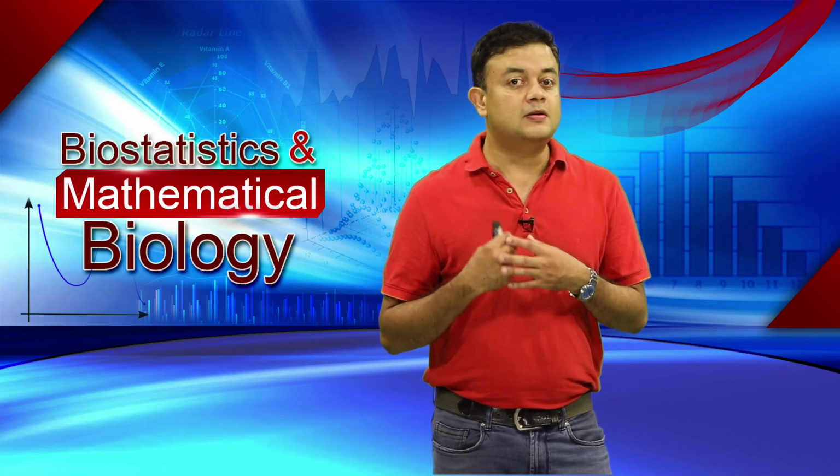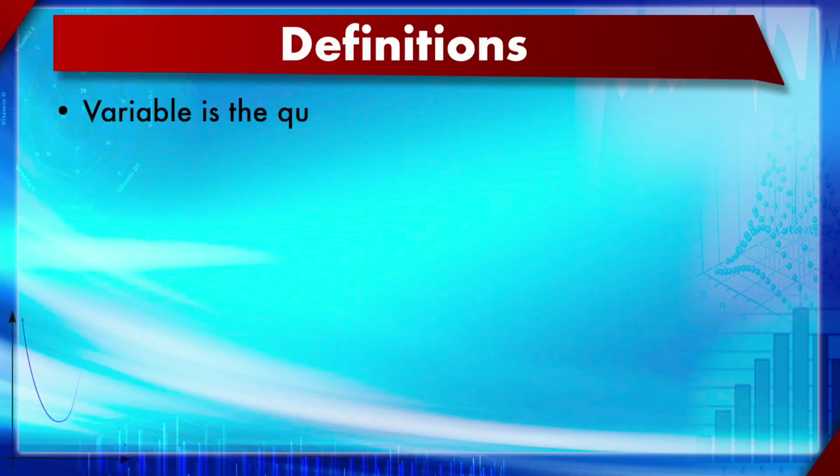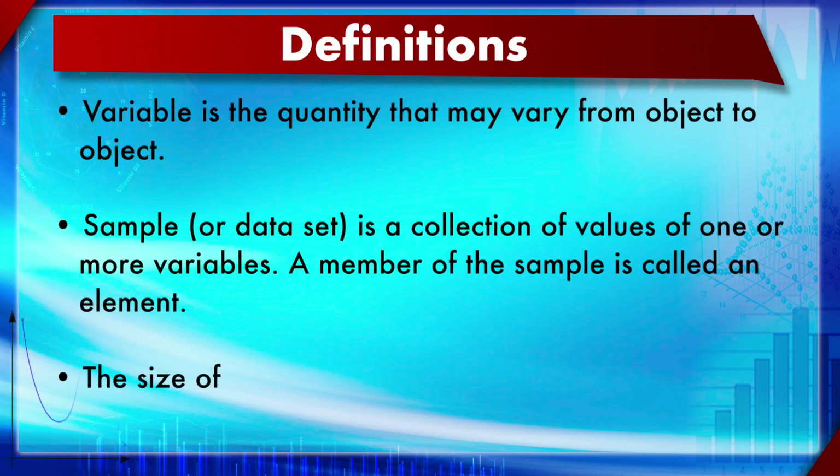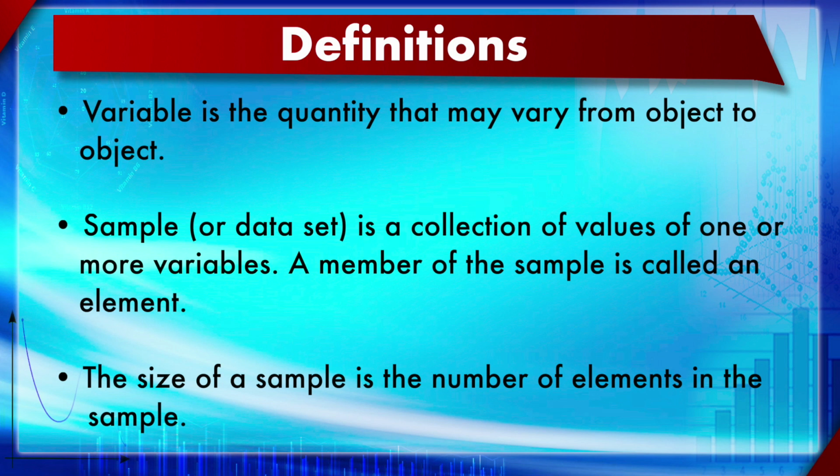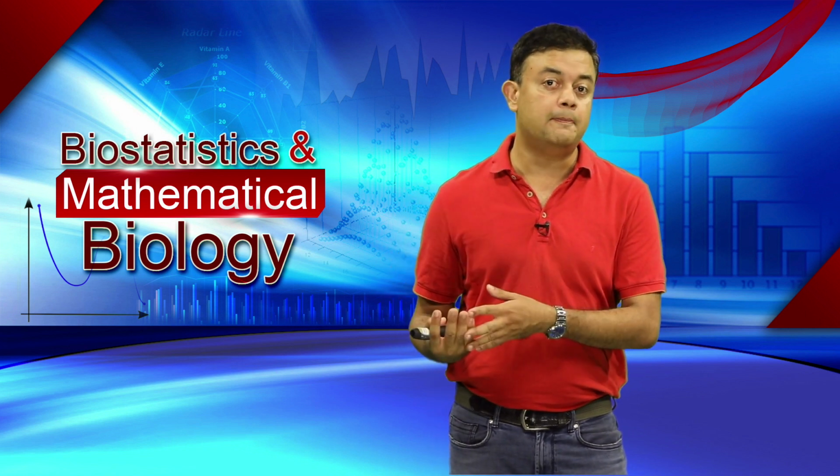Before that, let us start with some definitions. What is a variable? A variable is a quality or an attribute that can vary from object to object, or among the elements in the data set. A sample or data set is a collection of the values of one or more variables. One data point of the sample is known as an element. The size of a sample is the number of elements in the sample. How many elements are there in a sample, that is called the size.